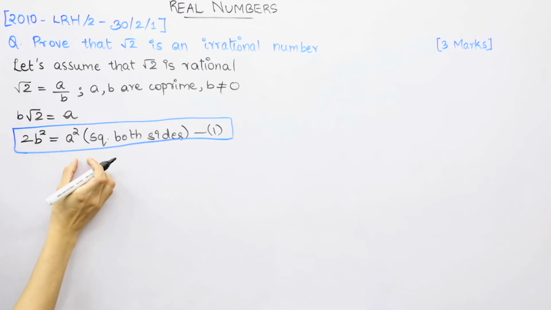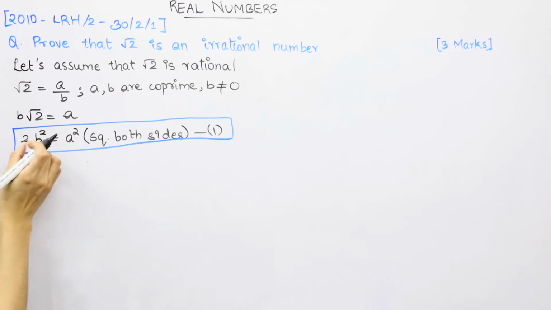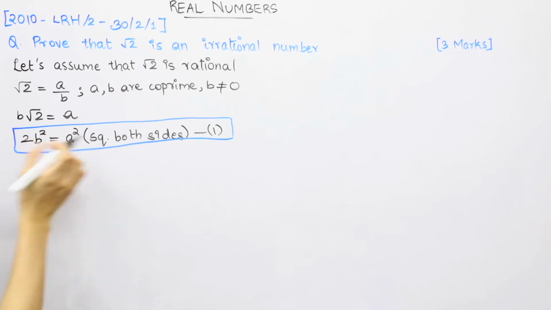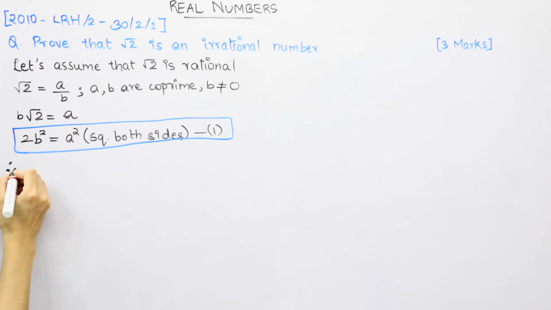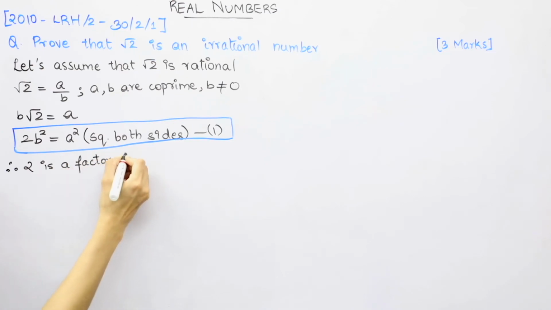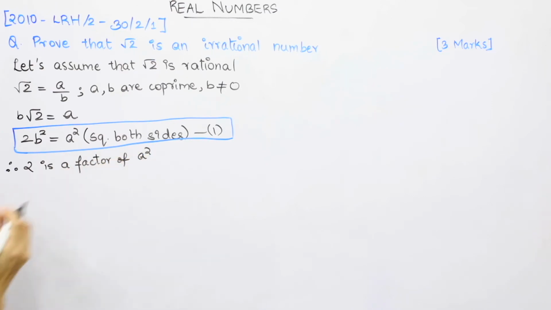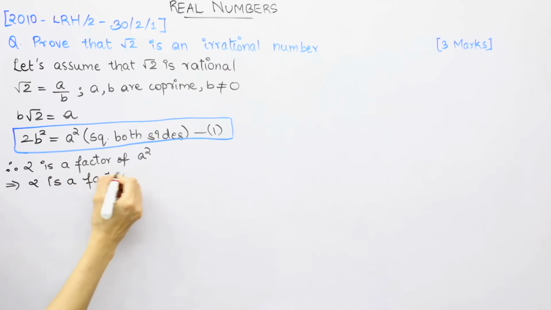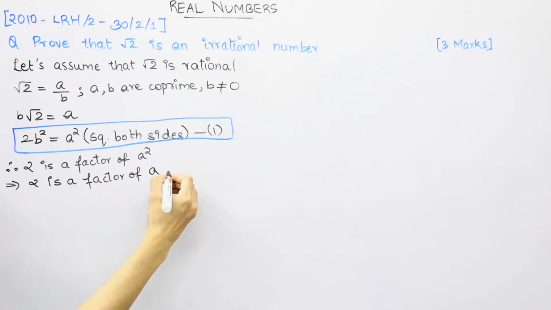Now 2b square equal to a square means that 2 multiplied by some number is equal to a square, which means 2 is a factor of a square. So therefore 2 is a factor of a square. If 2 is a factor of a square, it implies that 2 is a factor of a. This is from a theorem that we studied in the chapter. If a prime number divides a square, then it also divides a. So we've got 2 as a factor of a, and this becomes our statement 2.